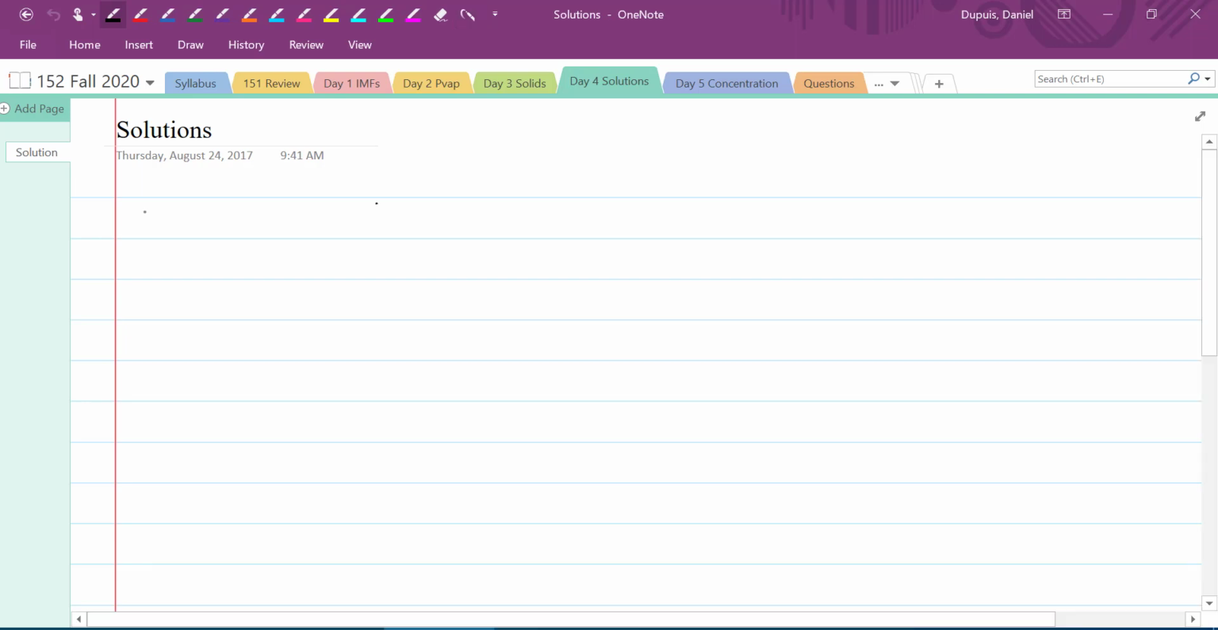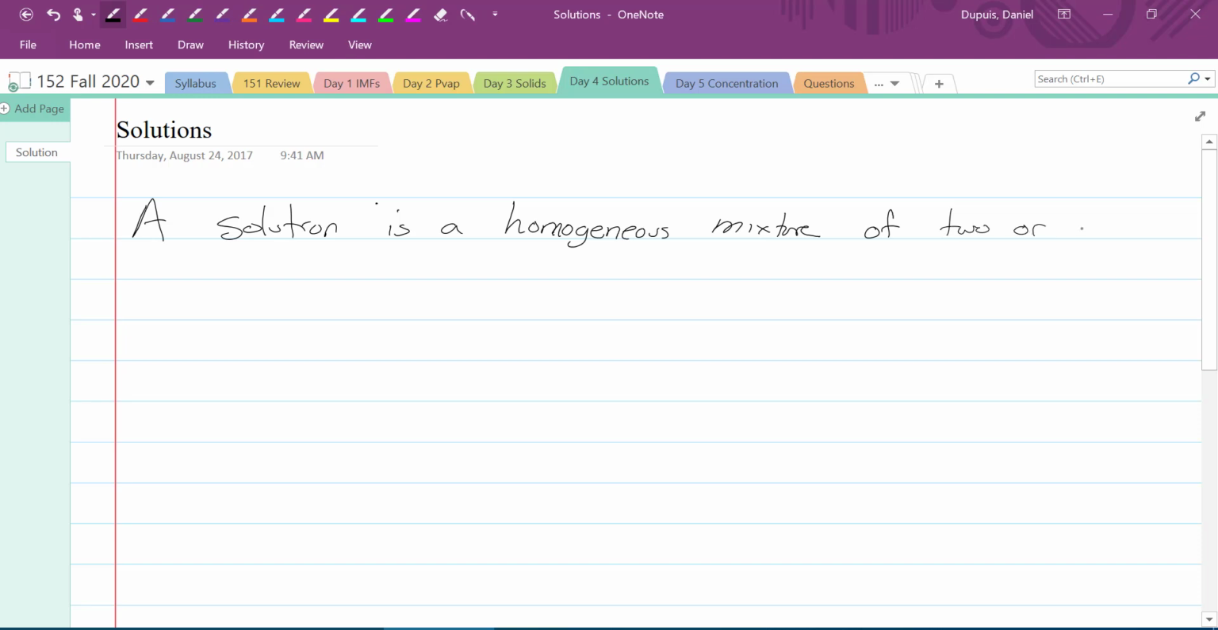A solution is a homogeneous mixture of two or more substances. So the particle size of a homogeneous mixture is usually less than a nanometer.